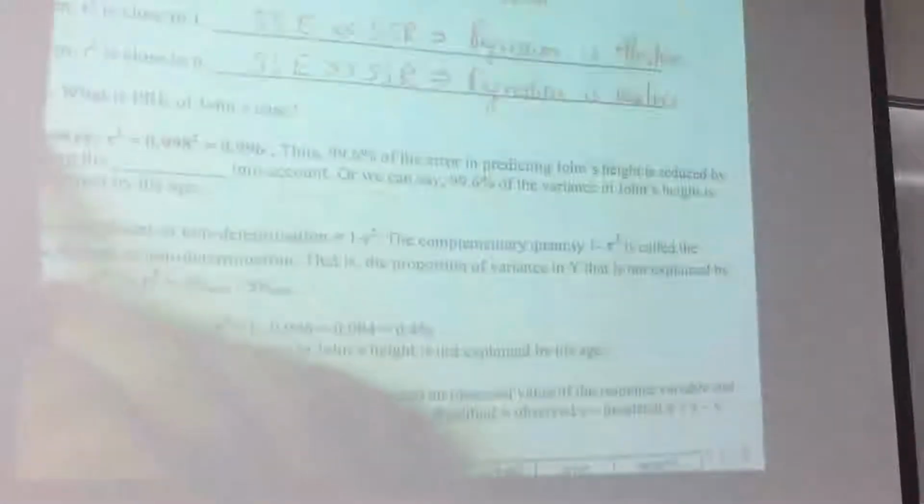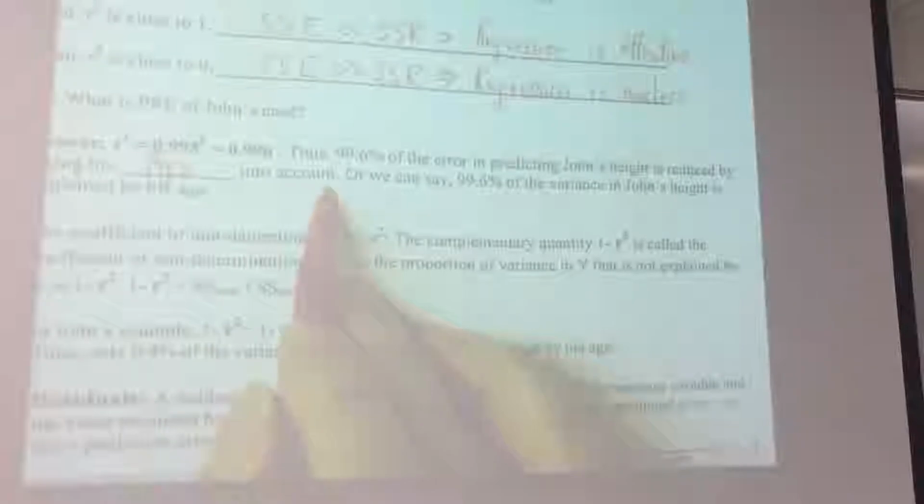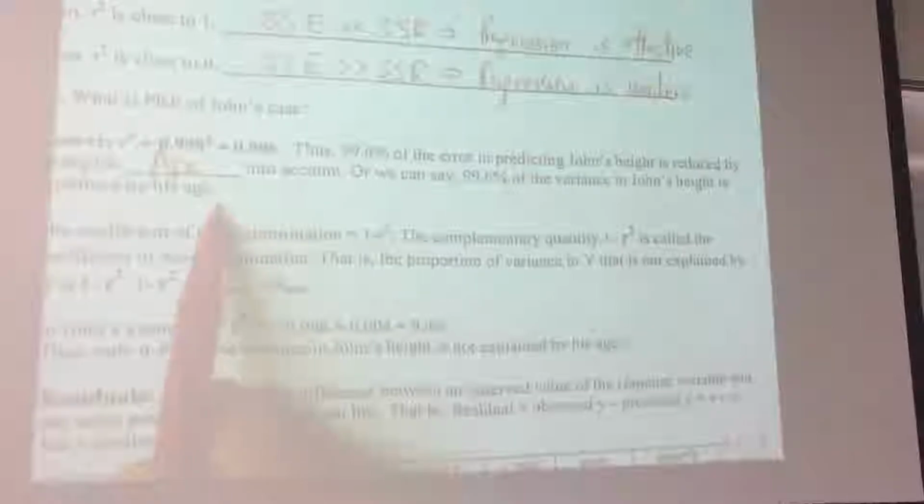Okay? Now, let's look at question number 4. What is PIE in Jones' case? The answer is R squared equal to 0.996. Thus, 99.6% of error in predicting Jones' height is reduced by taking his age into account, okay? Or we can say 99.6% of variance in Jones' height is explained by his age. So you tell me the age, I can predict his height very accurately. Is that okay? Now, next one.